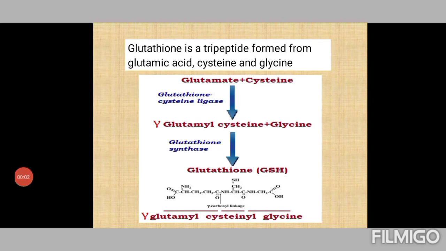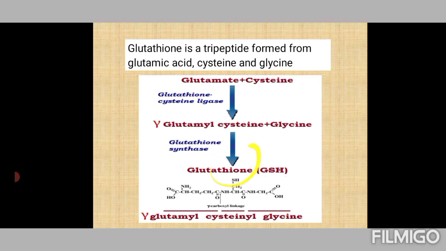First of all, glutathione. Now, synthesis of glutathione. It's a tripeptide formed from three amino acids, namely glutamic acid, cysteine and glycine. Now the reaction goes like this. Glutamic acid combines with cysteine in the presence of glutathione cysteine ligase to give rise to gamma glutamyl cysteine, which accepts one molecule of glycine to give rise to glutathione. So the enzyme involved is glutathione synthase.